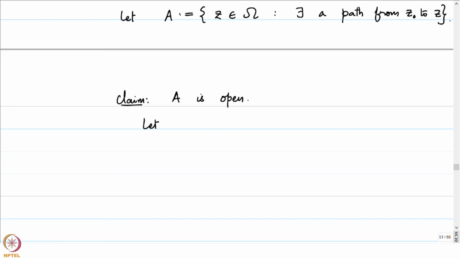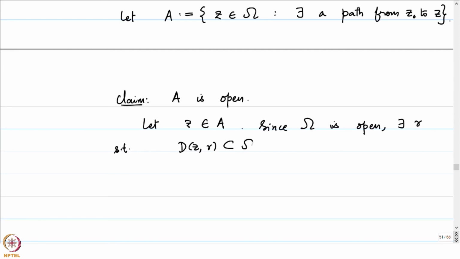So the first claim is that A is open. Both the proofs actually are similar. Let z be some point in A. We will show that z is an interior point of A. To do that, remember that omega to begin with was an open set. Since omega is open, there exists some r such that D(z, r) is contained in omega. This much we can certainly say.